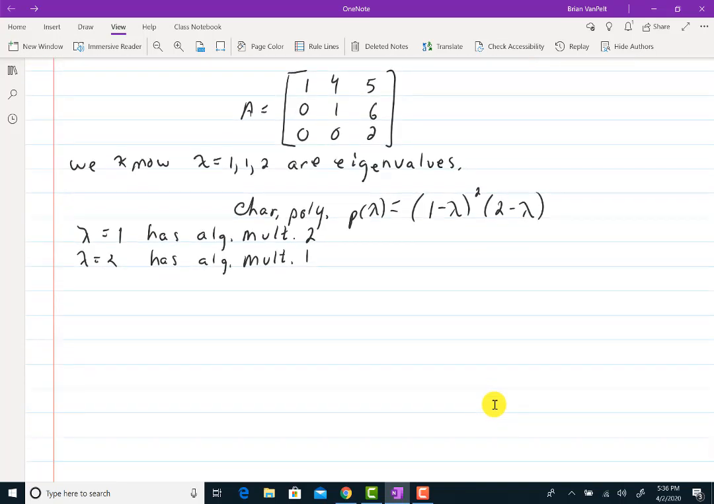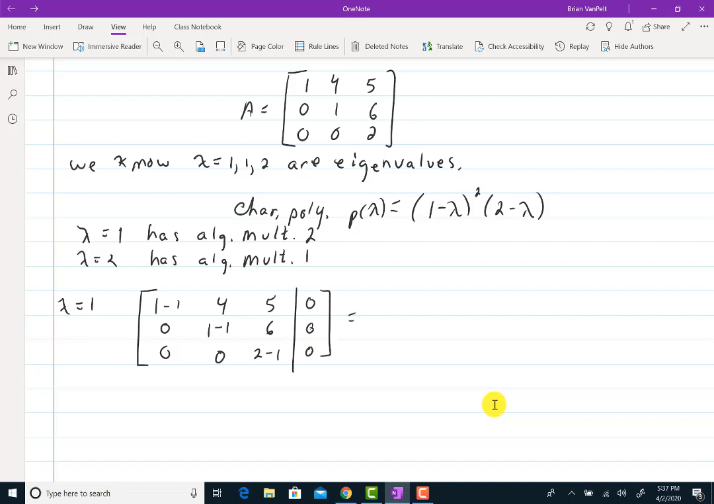So let's start with lambda equals 1, and let me look at A minus lambda I and find the null space of that. So I'll have 1 minus 1, 0, 0, 4, 1 minus 1, 0, 5, 6, 2 minus 1. And let's see what happens here. Of course, those ones all go away. I get 0, 0, 0, 4, 0, 0, 5, 6, 1.